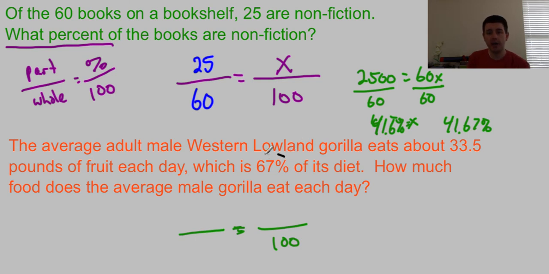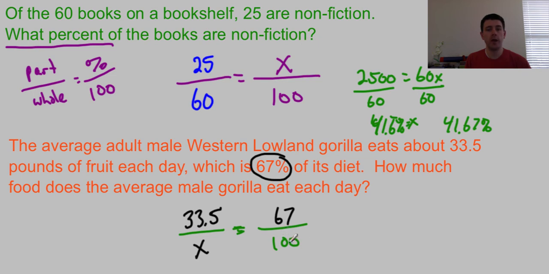So, again, dead giveaway, 67%. But now we need to really look a little closer. It says the average gorilla eats about 33.5 pounds of fruit each day, which is 67%. So it's saying 33.5 pounds is 67% of its diet, meaning it's not all of its diet, it's part of its diet. So that means 33.5 is going to go up top. We don't know what 100% of its diet is. We only know the fruit part, which is 67% of it, or about 2/3 of it. We want to know how much is the whole thing.